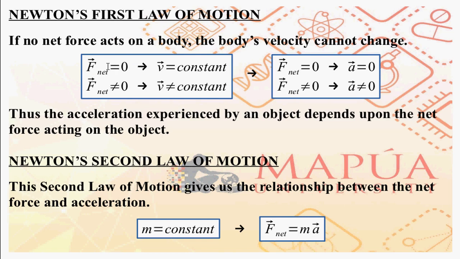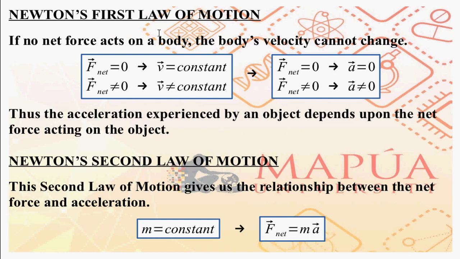That means F net is related to the acceleration of the object. That is to say, if F net is equal to 0, the velocity is constant. That means the acceleration is 0. And if F net is not equal to 0, velocity is not constant. That means the acceleration is not equal to 0. Thus, the acceleration experienced by the object depends upon the net force acting on the object.